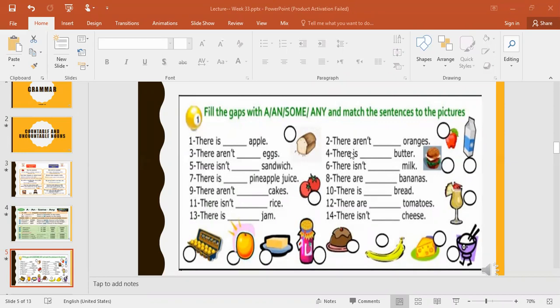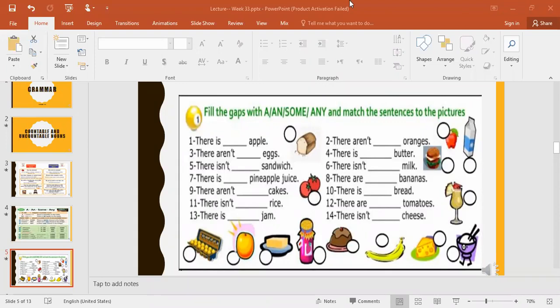Number four. Abbas, you skipped one. You did number five. Now number four. There is. Who will do the butter one? Adam. Yes, Adam. There is some butter. Very good. Number five, we did it. Number six. Yalla, Gabi. There isn't any milk. Very good. This is the negative form.